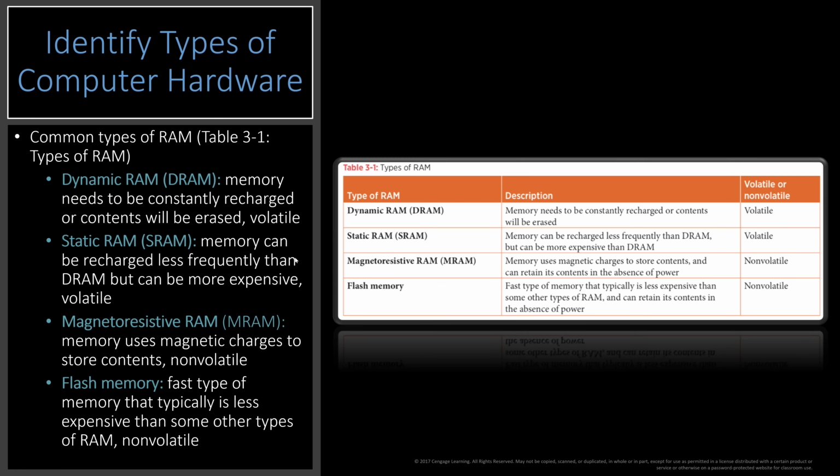So to back up real quick, just to cover RAM a little bit more, dynamic RAM, you have this chart. I'm not going to spend the time going through this chart. I suggest you pause the video, read the chart, and understand the difference between dynamic and static and magnetoresistive, I can never say that word, and flash.